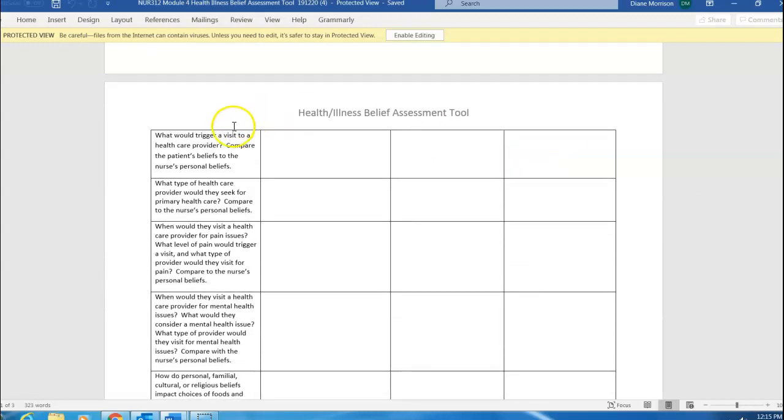Another criteria is what would trigger a visit to the healthcare provider. What type of healthcare provider would they seek? When would they visit a healthcare provider? And what's really important here is this says what level of pain would trigger a visit. So make sure you do that for your person you're interviewing and for yourself.